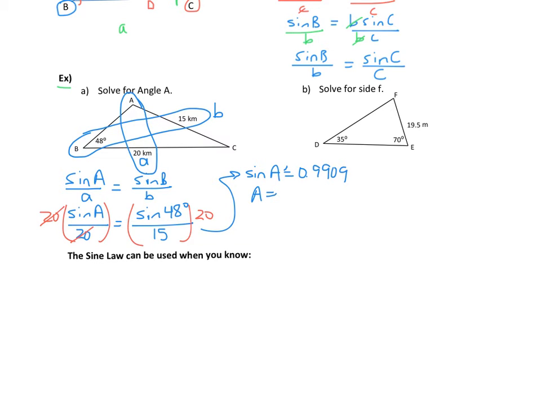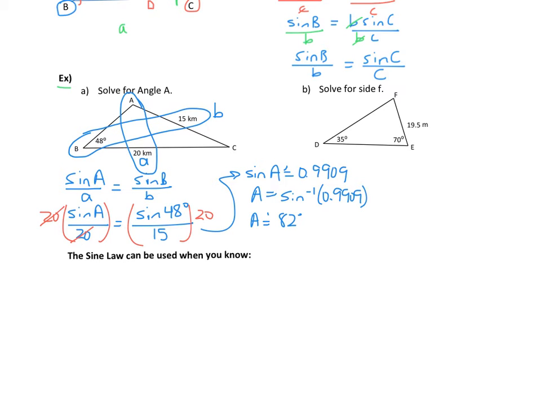To get angle A, I'm going to use the shift or second function, the inverse function of sine, sine inverse of 0.9909. That's going to give me A is approximately equal to 82 degrees. Now, angle A here doesn't look like it's 82 degrees, but we'll go with that. In grade 11, you learn something called the ambiguous case of the sine law, where we can do some other things, but deal with this for now.